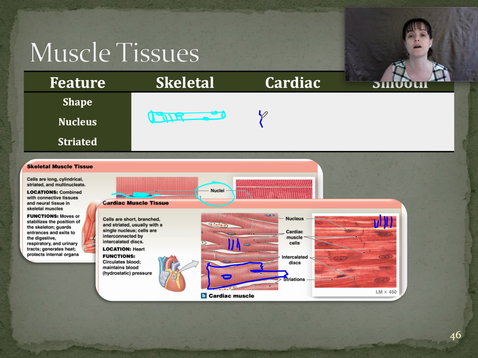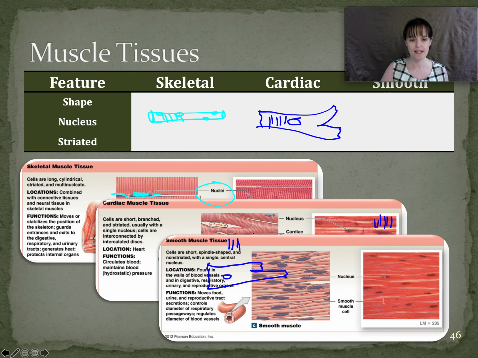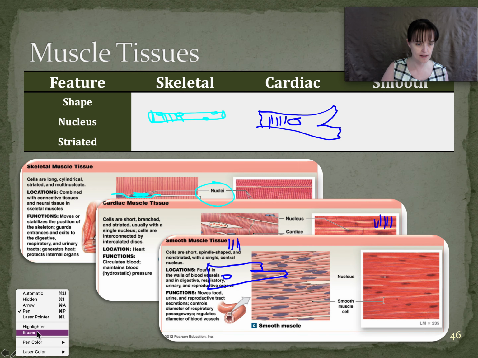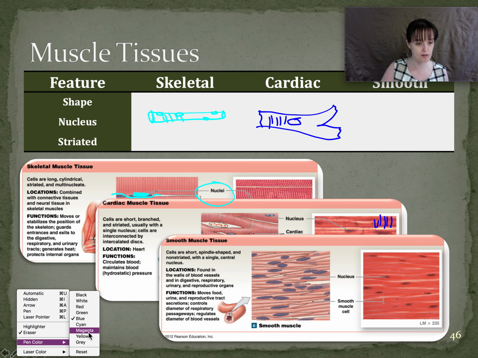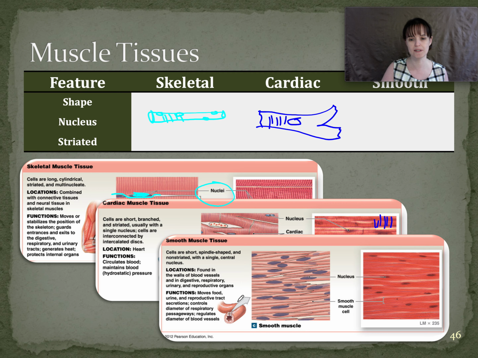Okay, so let's draw a cardiac cell. There you go. Like that. Ish. Sort of. Okay. Involuntary. Thank goodness. And now smooth muscle while I erase everything I just did, including the nucleus. And then turn the pen on, and we're going magenta.